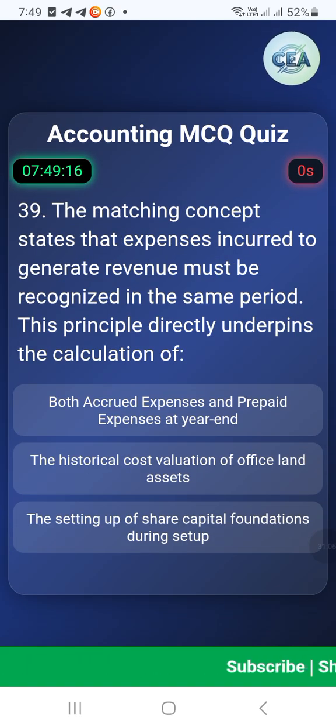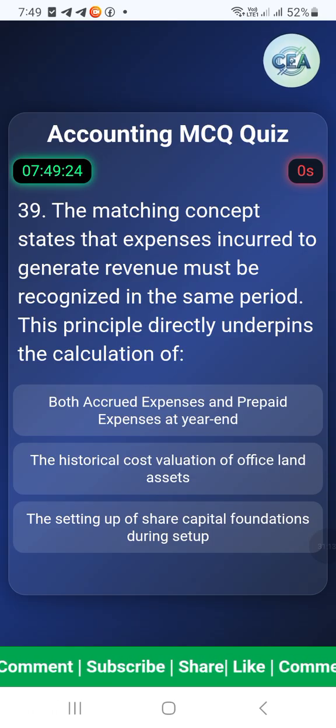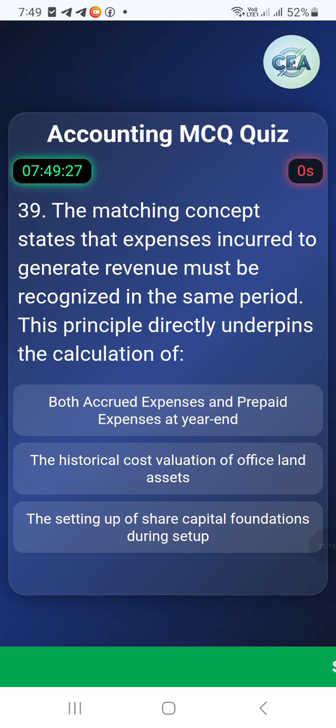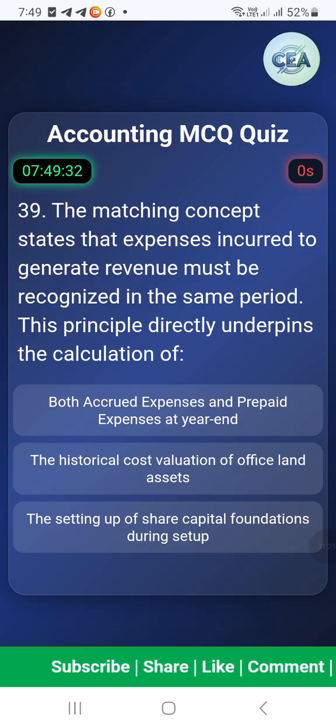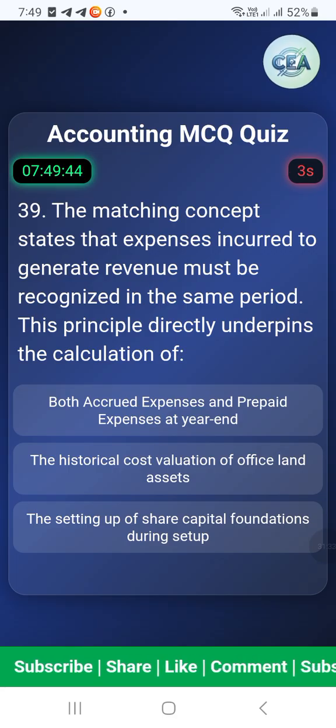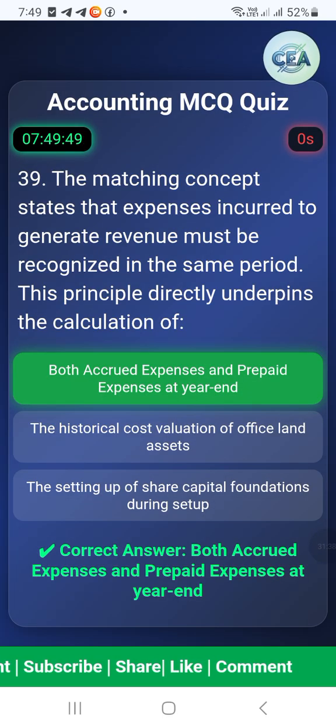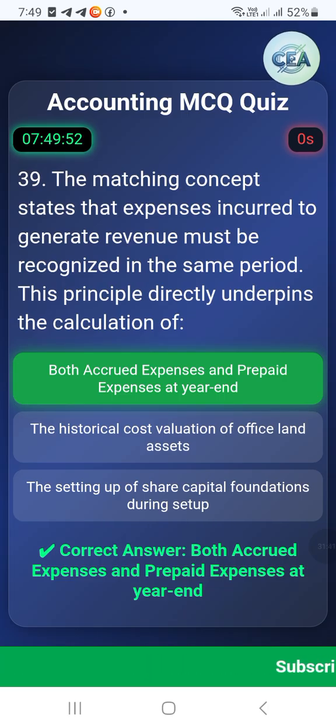39. The matching concept states that expenses incurred to generate revenue must be recognized in the same period. This principle directly underpins the calculation of Option 1, both accrued expenses and prepaid expenses at year-end. Option 2, the historical cost valuation of office land assets. Option 3, the setting up of share capital foundations during setup. Correct answer is both accrued expenses and prepaid expenses at year-end.